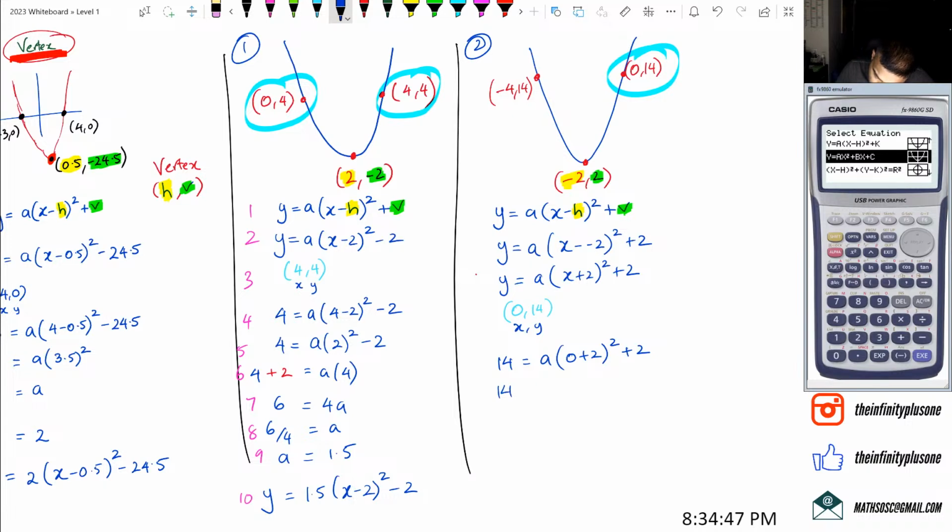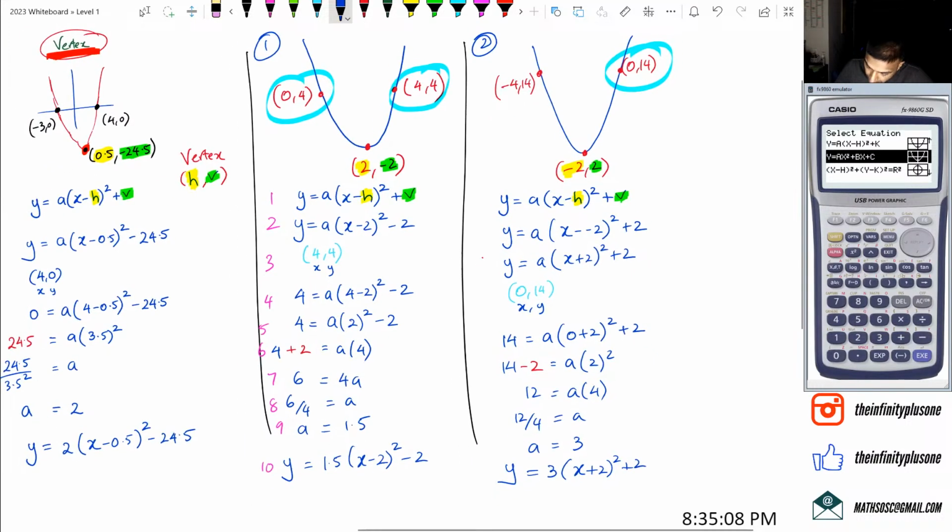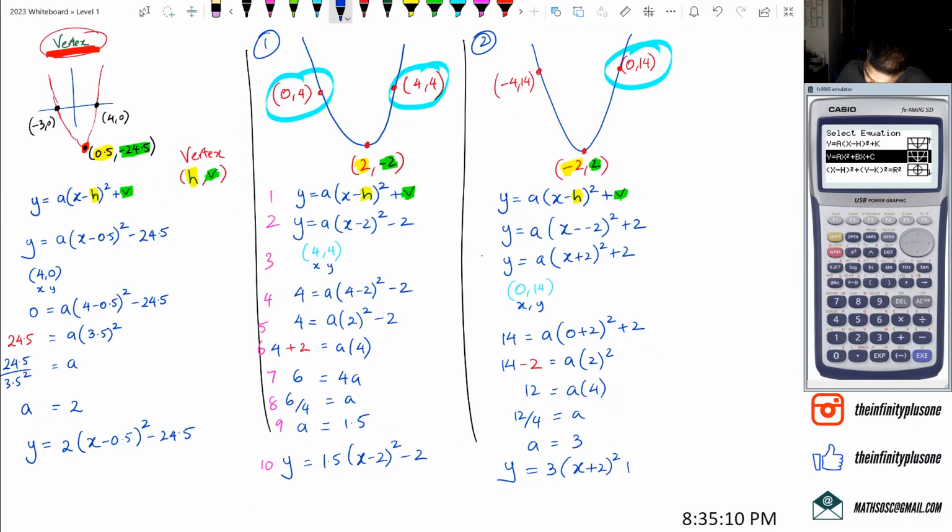So that's my x and y. I'm going to get 14 equals a(0 plus 2) squared plus 2. So I've got 14 minus 2 equals a times 2 squared, so 12 equals a times 4. a is equal to 12 divided by 4, so a equals 3. So my equation is 3(x plus 2) squared plus 2. Now you might be sitting there going, can I write this as y equals 3(x minus -2) squared plus 2? That's also all good.